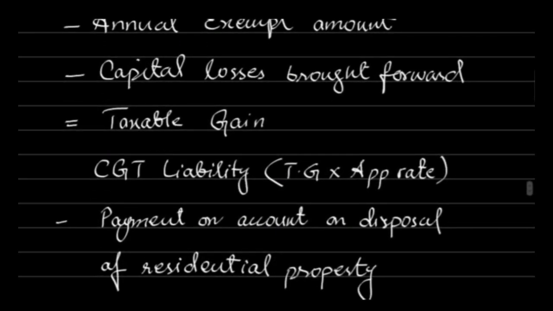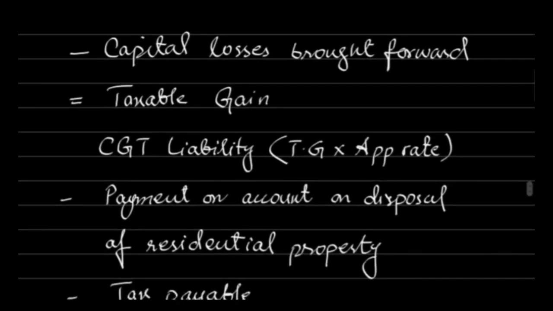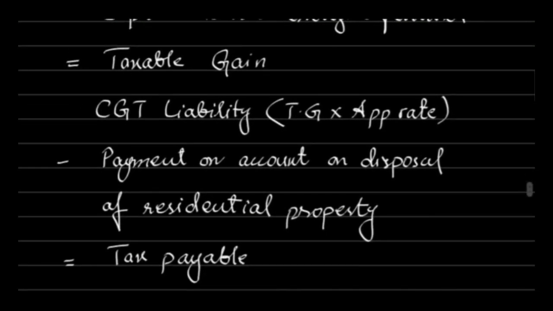And from this taxable gain, you have to calculate the CGT liability by multiplying the taxable gain with the appropriate rate. Here, appropriate rate means for residential property and non-residential property, rates are different. For residential property, the basic rate is 18% and the higher rate is 28%. And for non-residential assets like antiques, paintings, etc., and land, the basic rate is 10% while the higher rate is 20%. So after calculating the CGT liability, we have to deduct the payment on account on disposal of residential property, and you will get the tax payable.